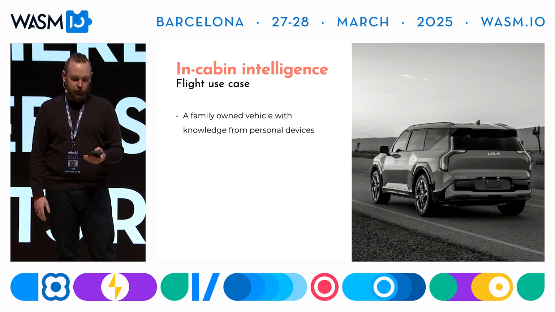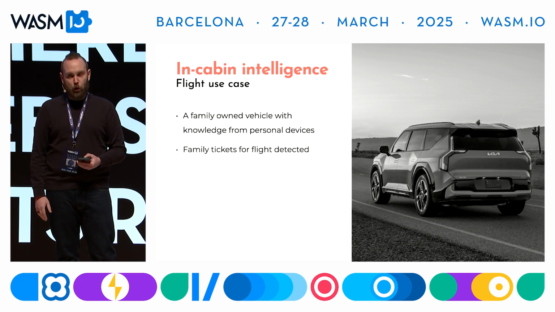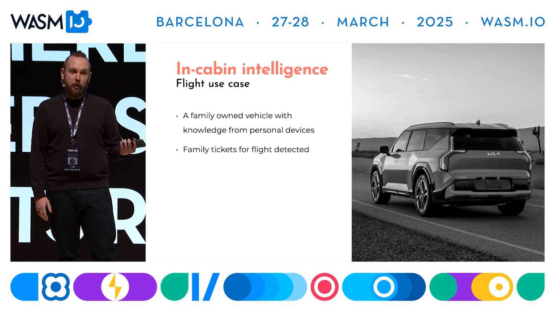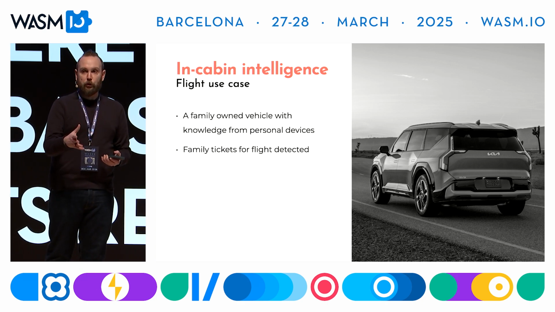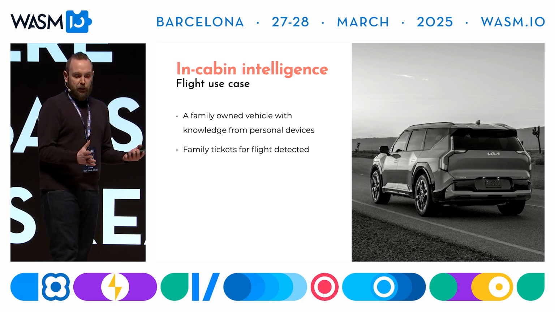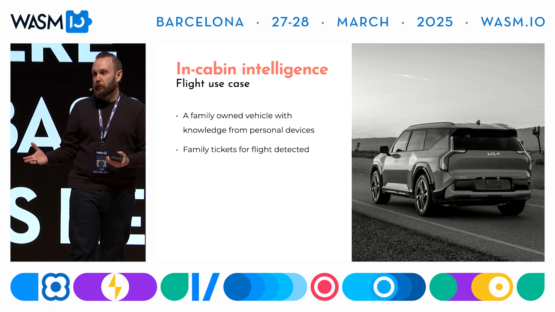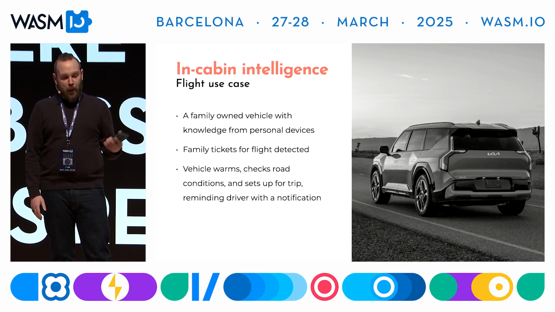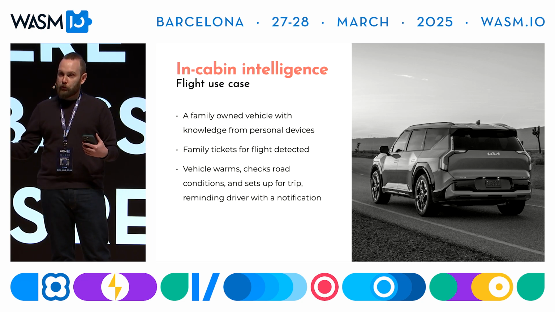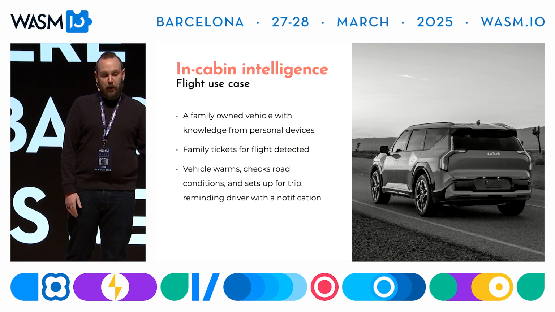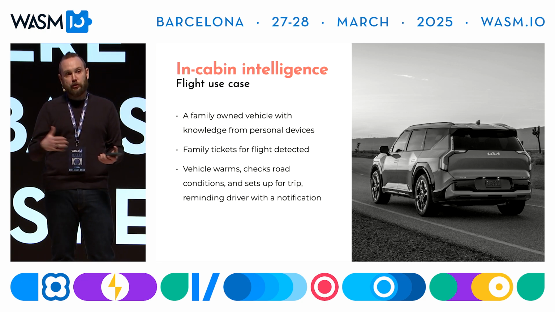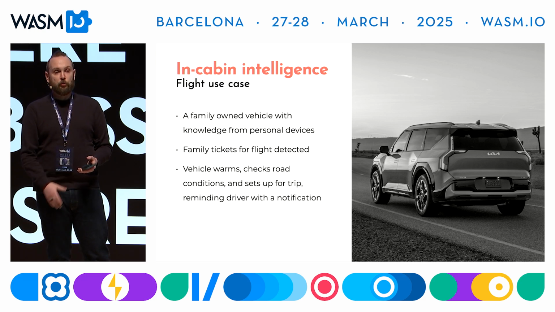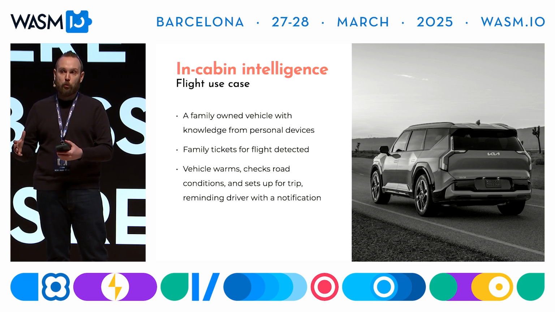So the vehicle understands your daily habits. The vehicle looks through your calendar, your email, or whatever else it can get access to through Bluetooth on your device or through the vehicle itself, and finds family tickets for a flight. So it knows you're taking a flight today. It starts to warm itself up in preparation. It checks the road conditions to know how long it's going to take to get to the airport. And then it reminds the driver with a notification, hey, you need to set off at this point if you're going to make it in time for your flight.